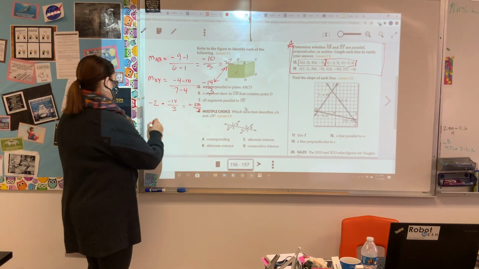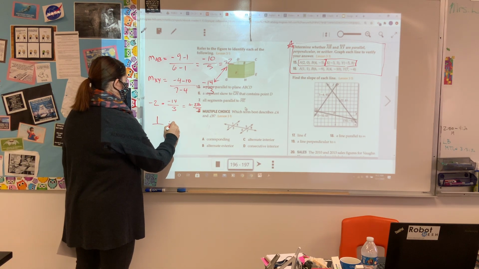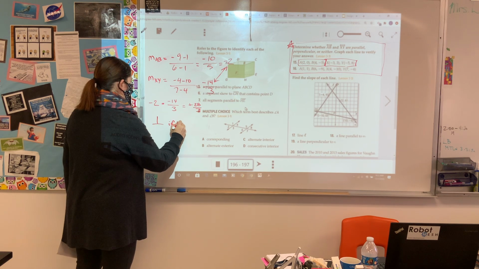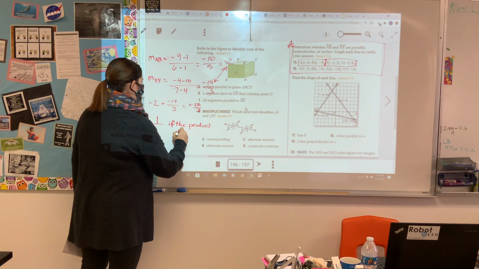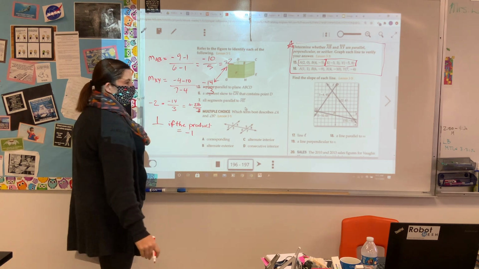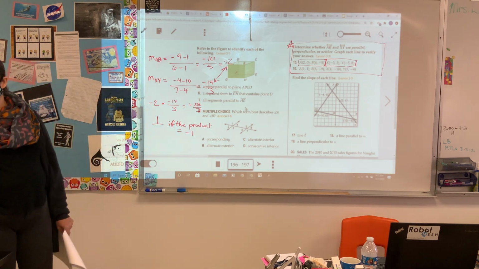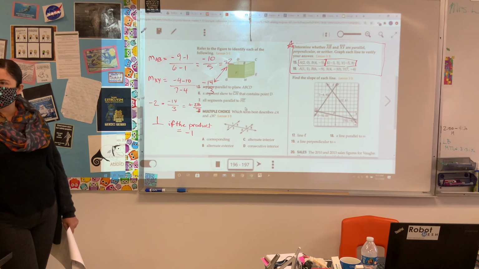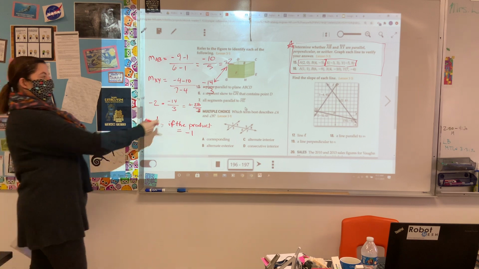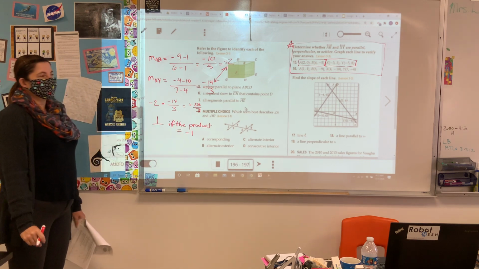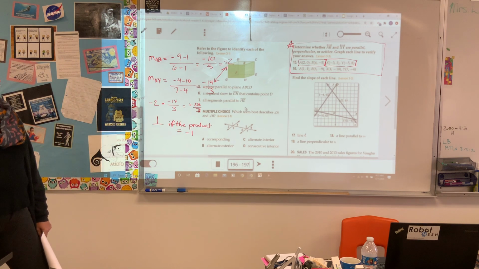Oh, we know. It is perpendicular if the product equals -1. That means that they would be the inverse of one another, and so they're perpendicular. Is this equal to -1? No. So this is neither. It's not perpendicular nor parallel.